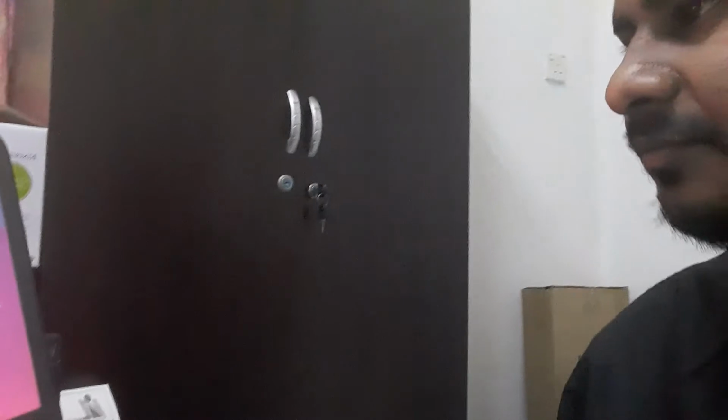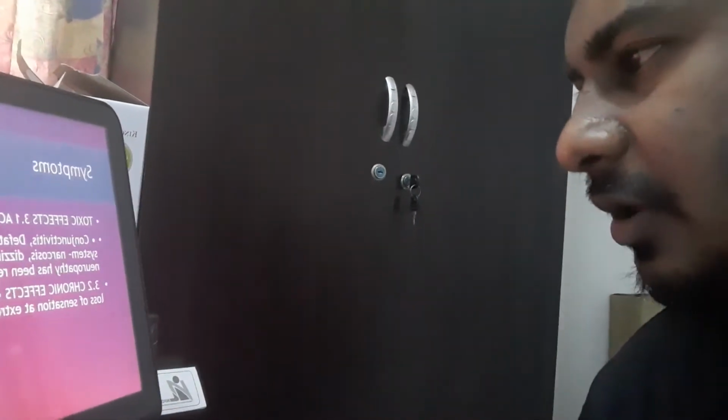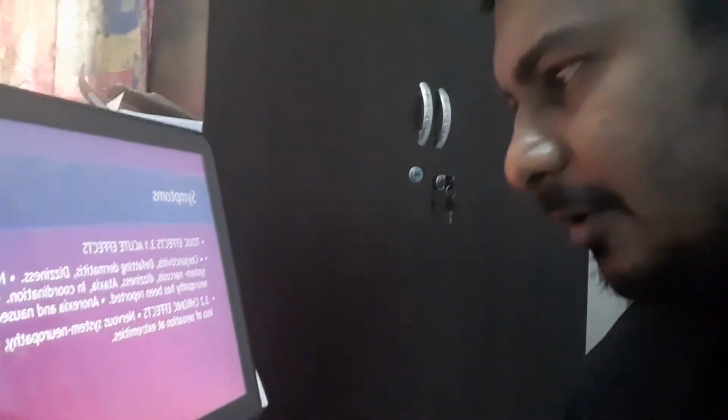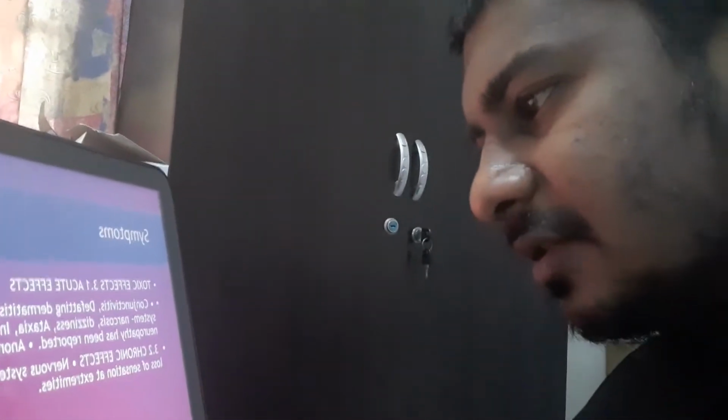The toxic effects. Acute effects include conjunctivitis, defatting dermatitis, dizziness, and nervous system narcosis. A combination of these can cause a synergistic effect whereby it is able to affect our central nervous system, and it may also cause dizziness, ataxia and incoordination. Peripheral neuropathy has been reported, along with anorexia, nausea and irritation. The chronic effects include peripheral neuropathy, weakness and loss of sensation over the extremities.